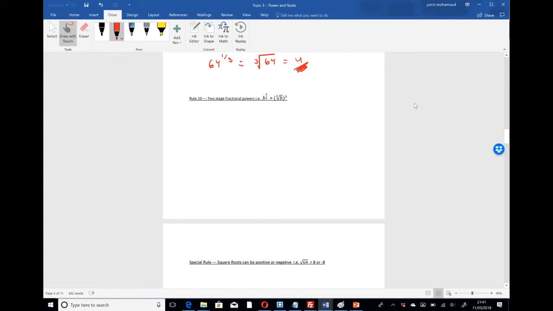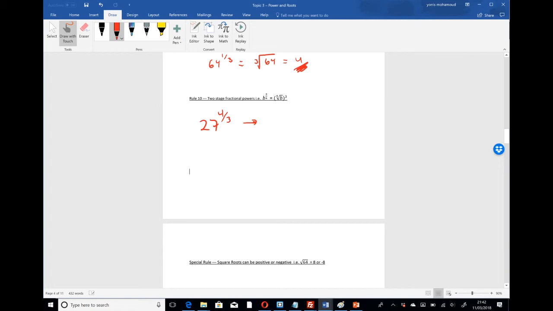Okay, so let's go over rule number 10, which is two-stage fractional powers, i.e. b to the power of 3/4, which is the quad root of b to the power of 3. So essentially what happens is the denominator, in this case being 4, we take the quad root of b, and then we perform the power of the numerator, in this case being 3.